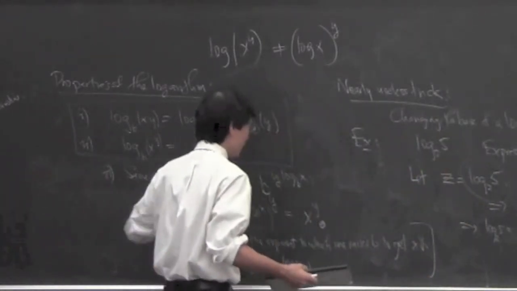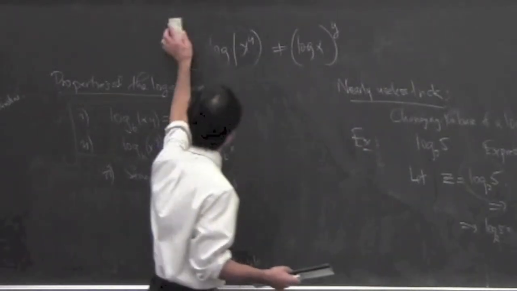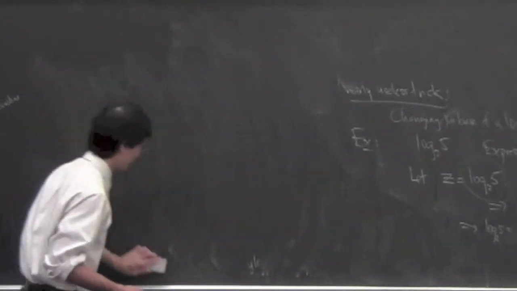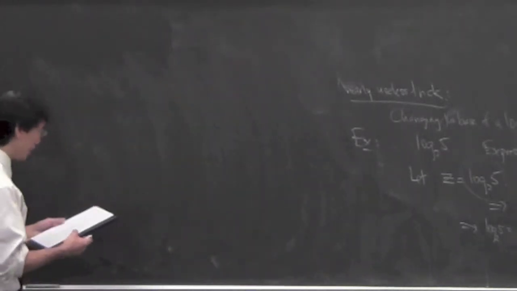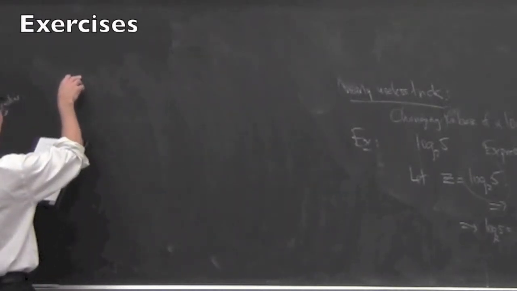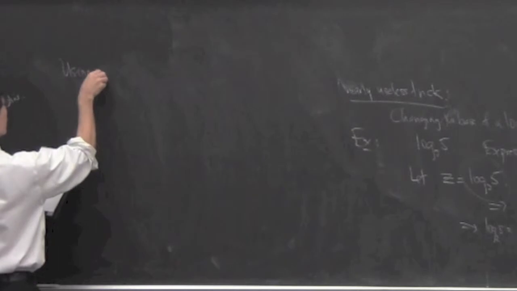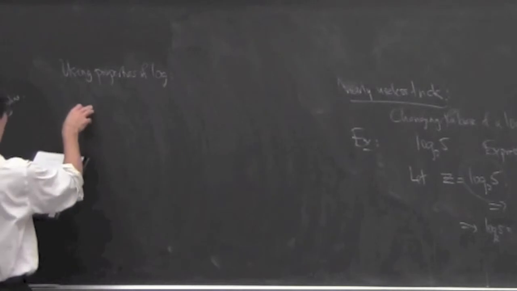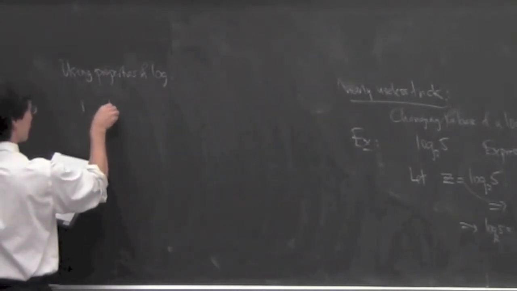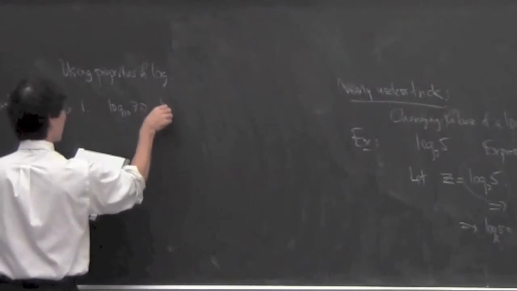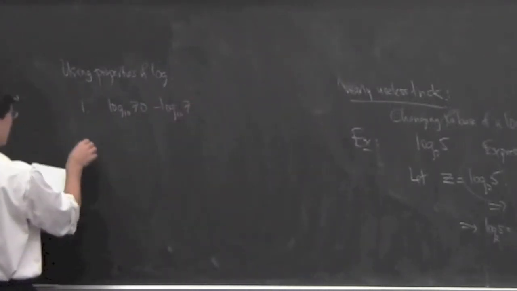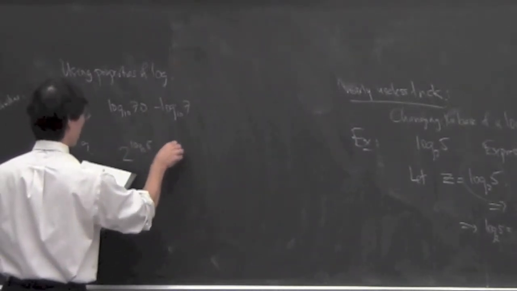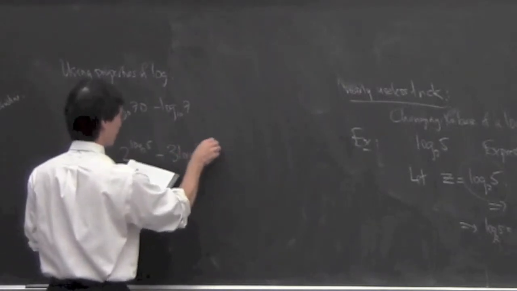Okay, so let's finish up with some problems, using the properties of log. See what you can say about these things. Log base 10 of 70 minus log base 10 of 7. 2 to the log base 2 of 5 minus 3 to the log base 3 of cube root of 5.